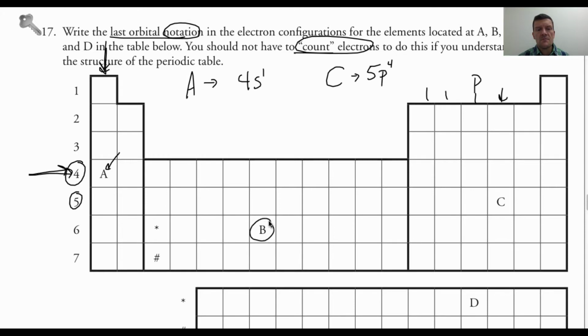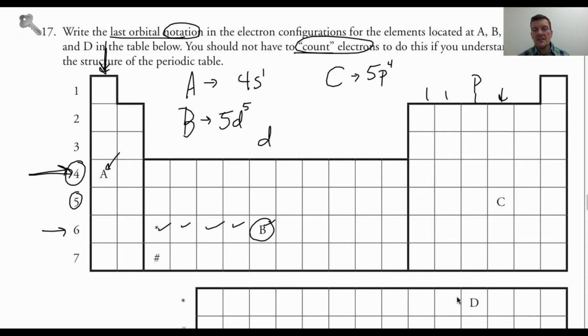Let's look at B. B is in the D block. I know that in the D block, the energy level is always 1 less than the row number. So if this is the 6th row, it's going to be 5d, and I have 1, 2, 3, 4, 5 columns across.